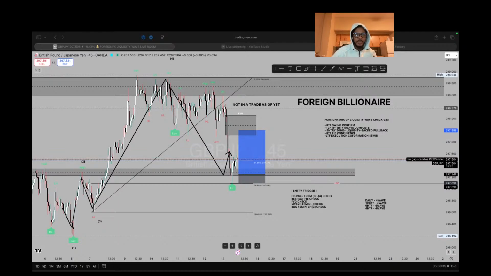Somebody says trading law: execute your trades like a robot, ignore your emotion. That's true, but it's hard to do. We're humans, man. I'm not gonna comment on it.